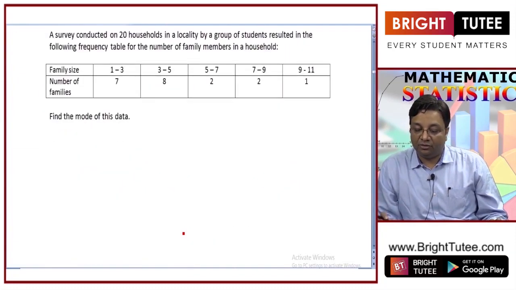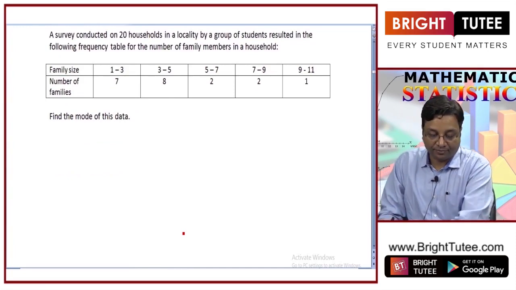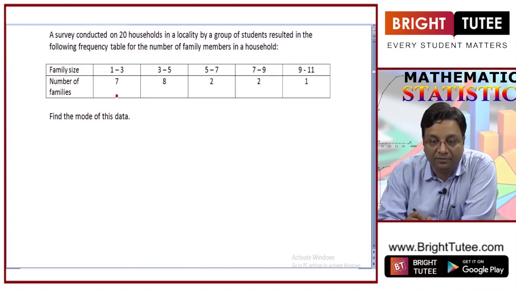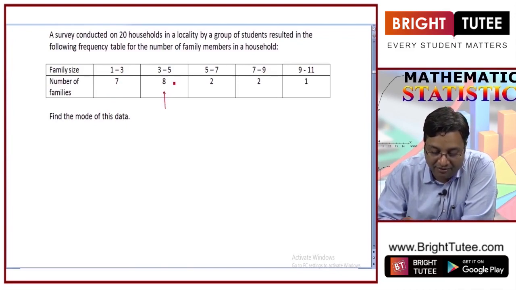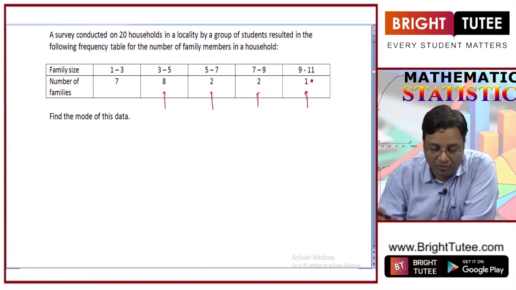A survey conducted on 20 households in a locality by a group of students resulted in the following frequency table for the number of family members in a household. Family size 1 to 3, there are 7 such families, and there are 8 families which have a family size of 3 to 5. There are 2 families who have a family size of 5 to 7 and 2 having 7 to 9, and there is 1 family having 9 to 11 members in their family.